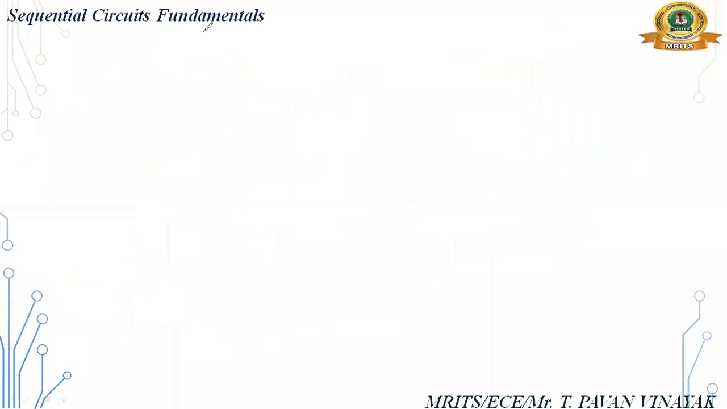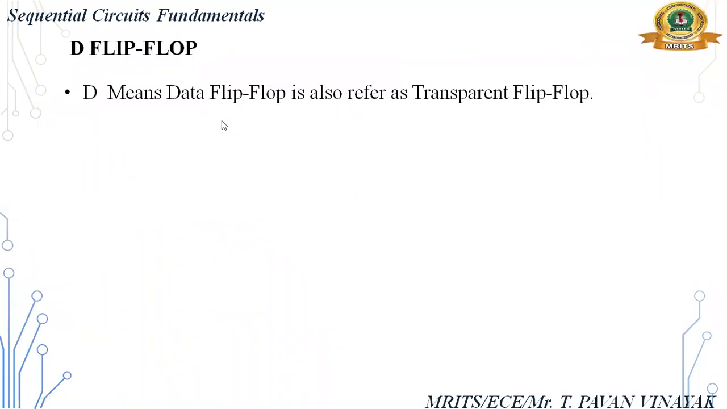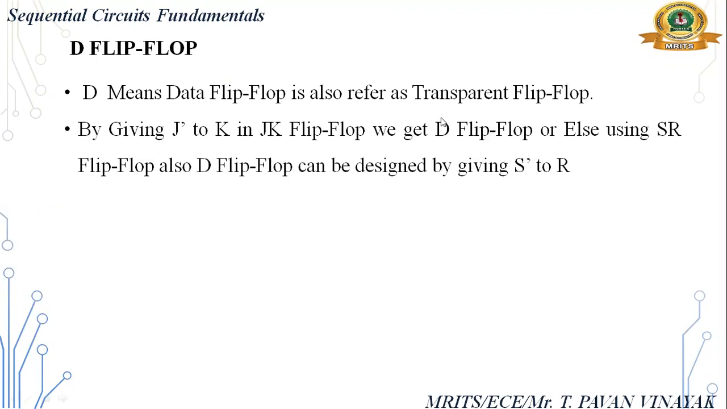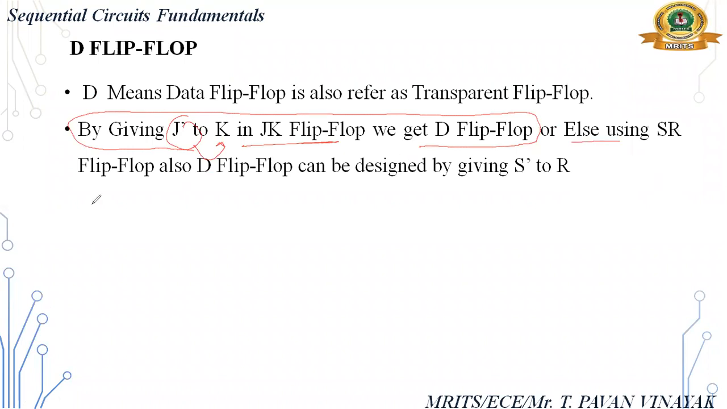So I am saying D flip flop now. D flip flop means data flip flop, also referred to as transparent flip flop. By giving J bar to K in the JK flip flop, we get the D flip flop. Or else, using the SR flip flop, you can also implement the D flip flop by giving S bar to R.